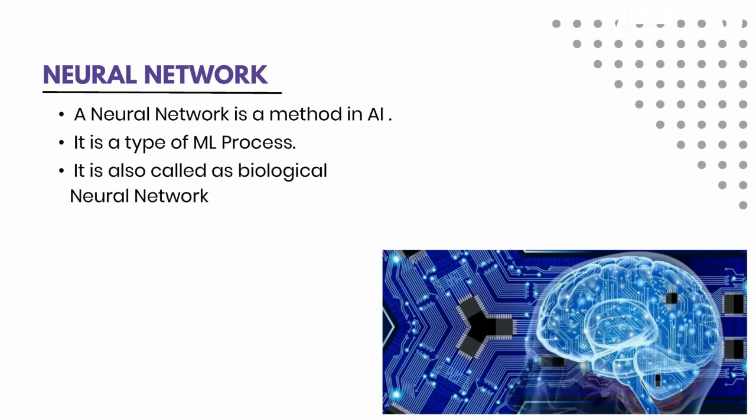A neural network is a method of artificial intelligence that teaches computers to process data in a way that is inspired by the human brain. It is a type of machine learning process called deep learning that uses interconnected neurons or nodes in a layered architecture that resembles the human brain. Simply, a neural network is a neural circuit of biological neurons, also called a biological neural network.